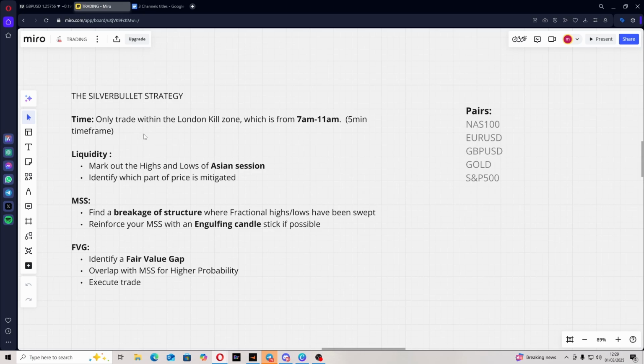Only trade within the London kill zone, which is from 7 a.m. until 11 a.m. And yes, this is the silver bullet strategy.